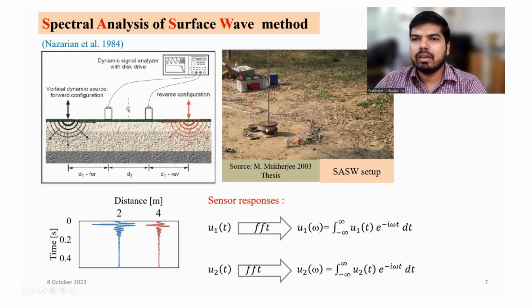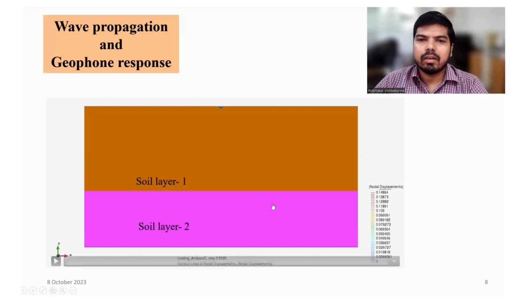So here is the source, and our receivers are placed in this direction. We can change the configuration of placing the receivers. We can place the source either here or on this side. It will depend upon how we are going to implement it. The sensor response which we have gathered in the time domain will be converted to the frequency domain using this expression.